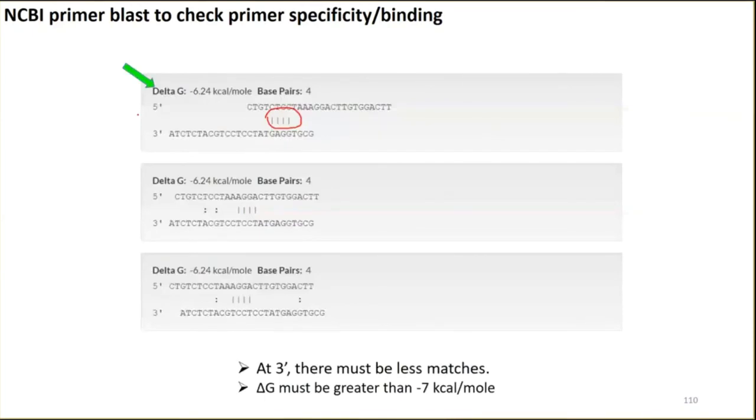If the heterodimer energy is very low, it means they will easily make the heterodimer. You can see this is -6.24 kilocalorie per mole, and if the energy is greater than -7, then it will not make the heterodimer. The energy is greater than -7, and it is well above the -7. It is -6.24. So these two primer pairs will not make the heterodimer.